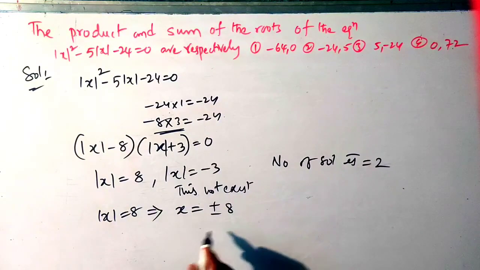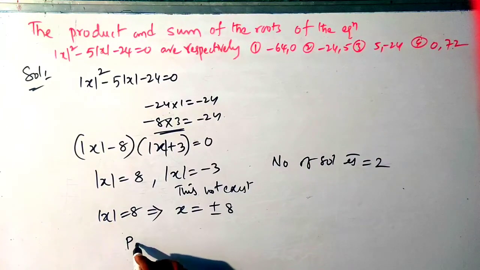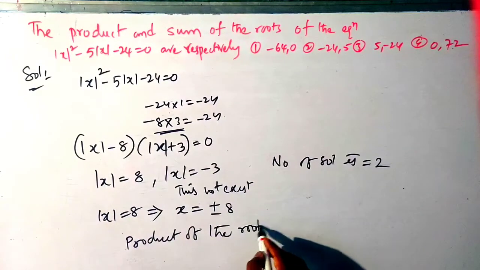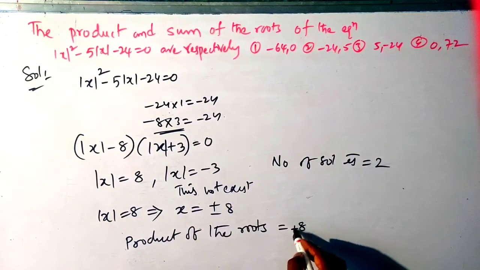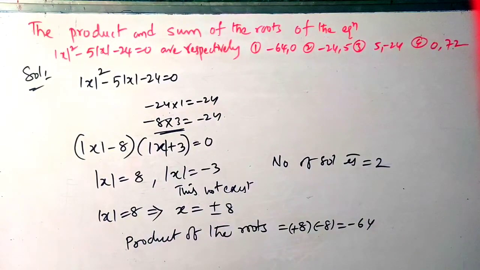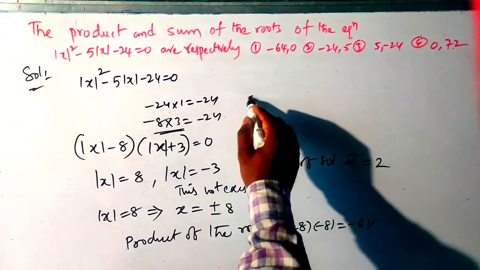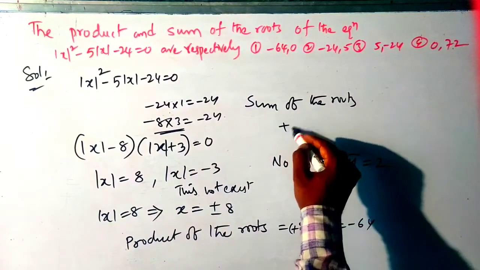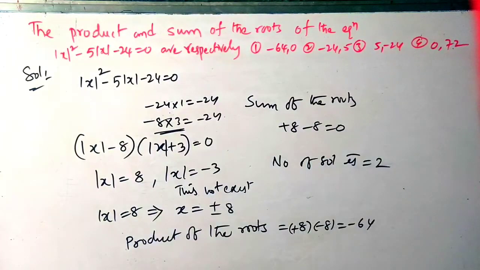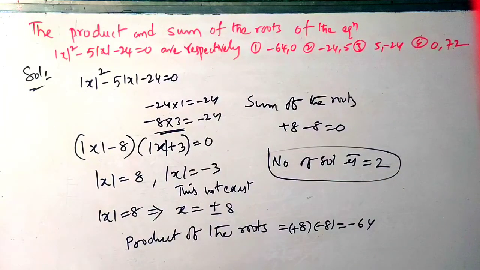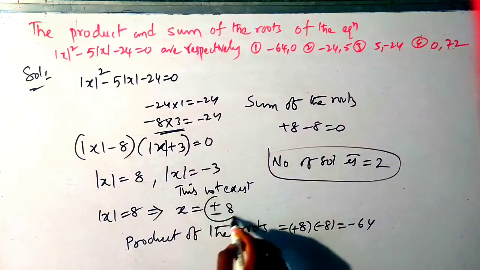Clear? So the product of the roots is plus 8 into minus 8, that equals minus 64. Next, the sum of the roots is plus 8 minus 8, that equals 0. Clear? So the sum of the roots is 0 and the product of the roots is minus 64. The number of solutions of the given equation is 2, and they are plus 8 and minus 8 only.